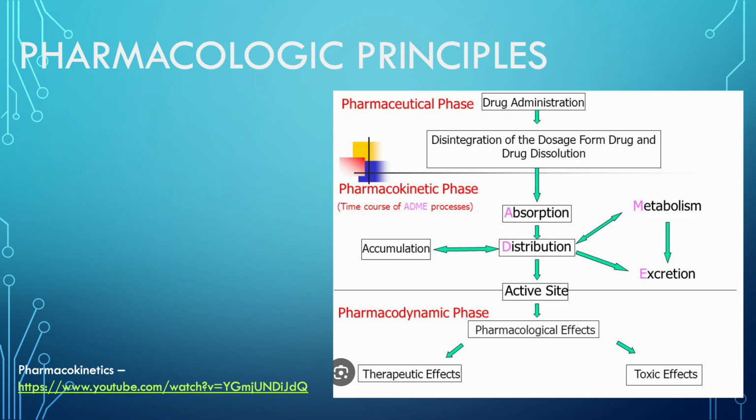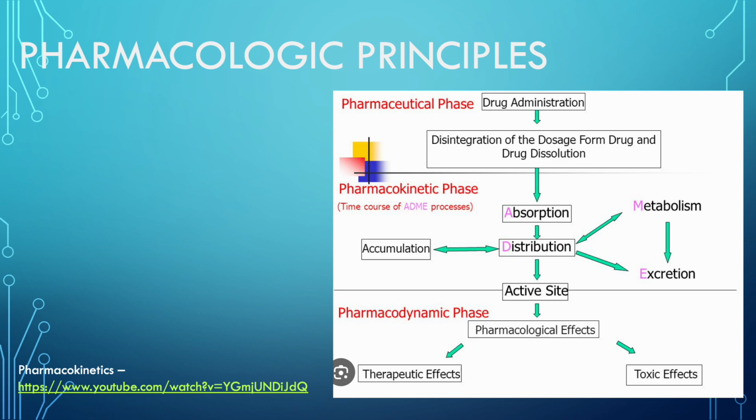Pharmacodynamics, on the other hand, is what the drug does to the body as it moves through it. So pharmacokinetics is what the body does to the drug, and pharmacodynamics is what the drug does to the body, because they each have an effect on one another.